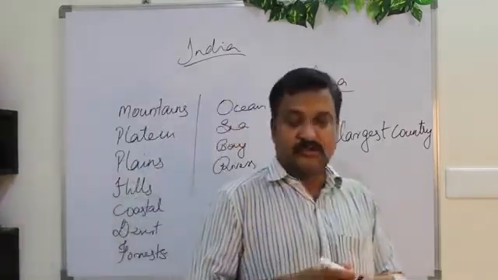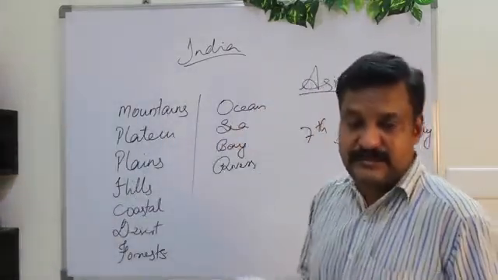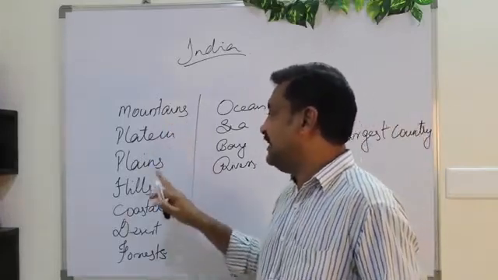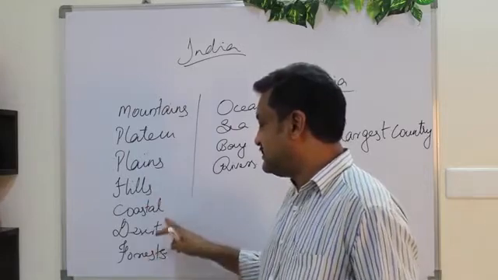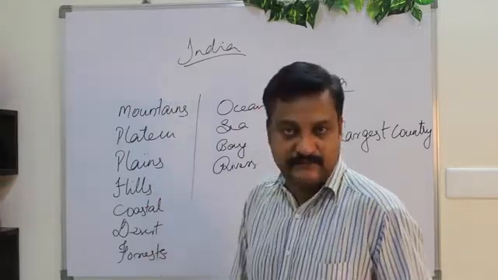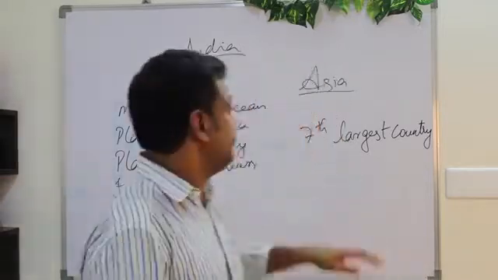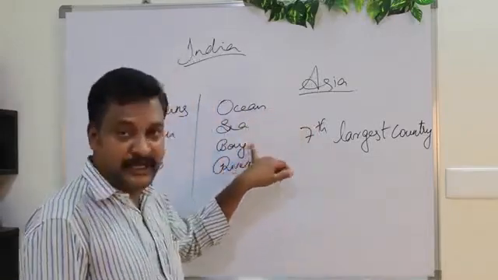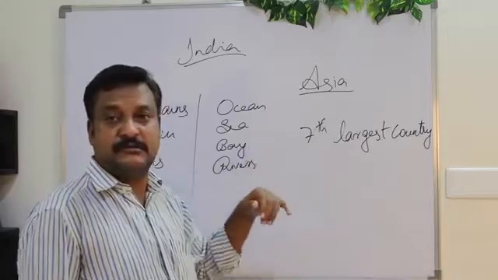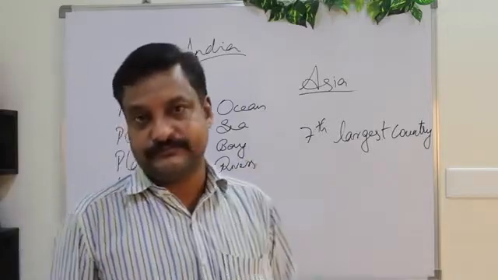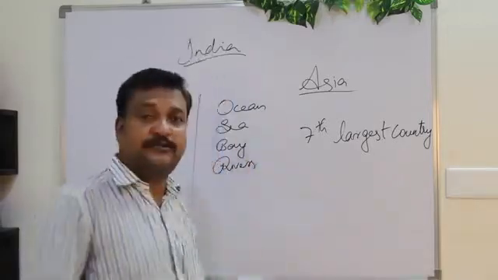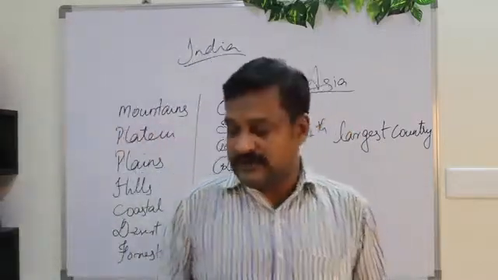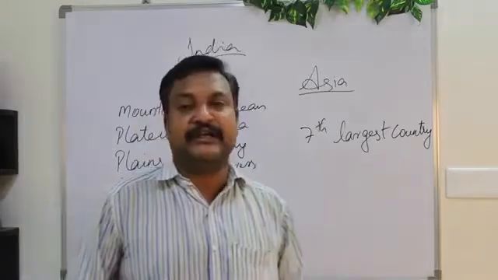Right? So India has all these major physical features like mountains, plateaus, plains, hills, coastal areas, deserts and forests. Then water bodies. We have oceans, seas, bays, rivers, lakes, all. And some of these even form the boundaries of India also. So now let's see what are the boundaries of India.